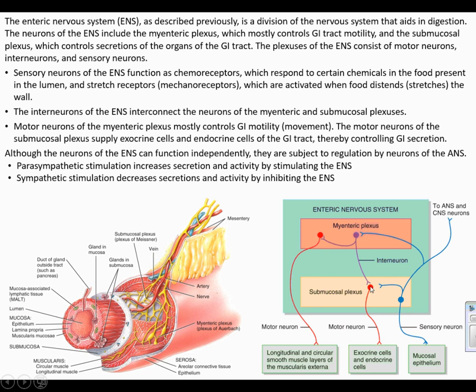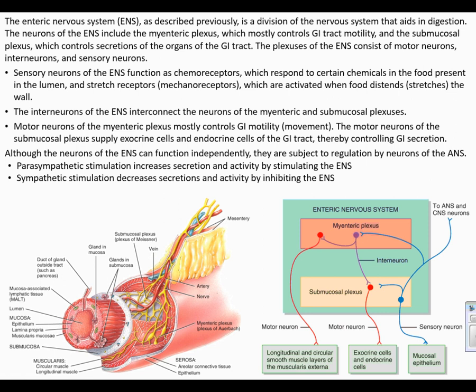They send the signal not only to the submucosal plexus, but the myenteric plexus. Both of those are connected by interneurons. And then the motor neurons are the ones that send the signal out, and from the submucosal plexus, tell the glands to start releasing, or the muscles to start contracting. And therefore controlling GI motility and secretion.